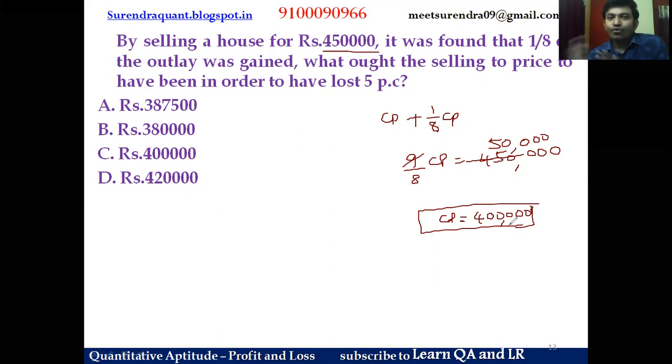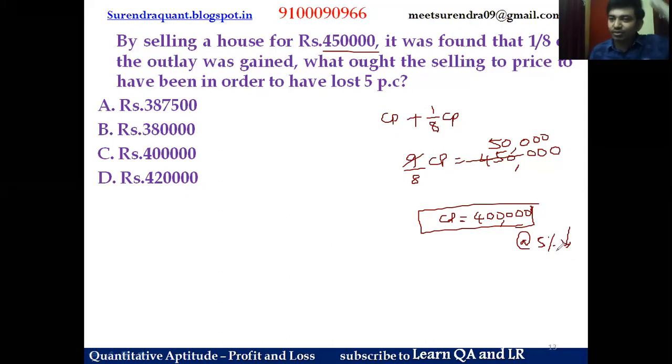Okay, let's continue. What would the selling price have been in order to have a loss of 5%? So what is the selling price in order to get a 5% loss is the basic question. Loss means a decrease in value, a 5% decrease in value. 10% is 40,000. 5% is half of 10%. Half of 40,000 is 20,000.